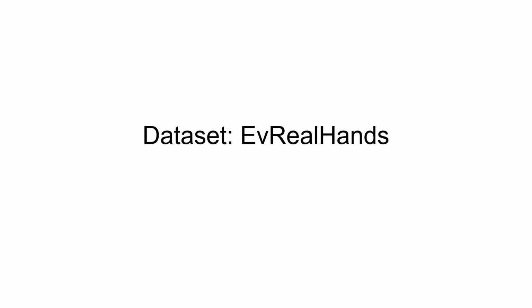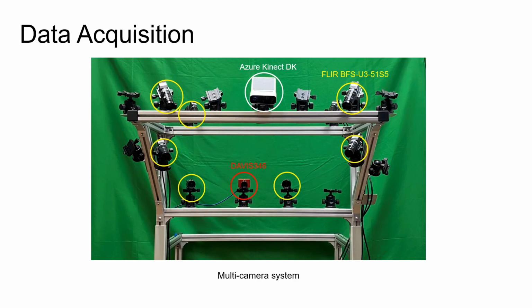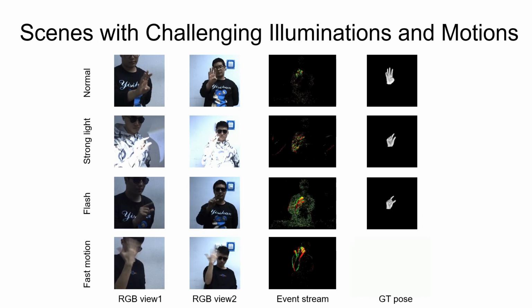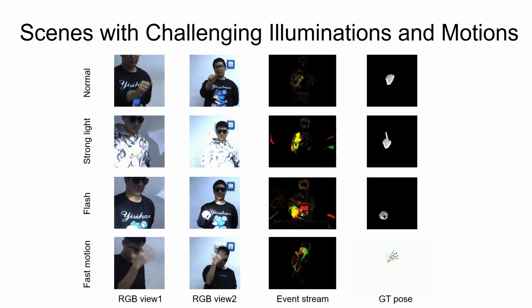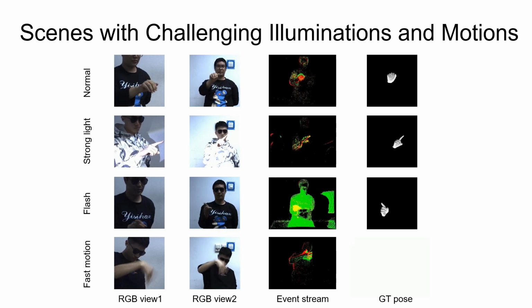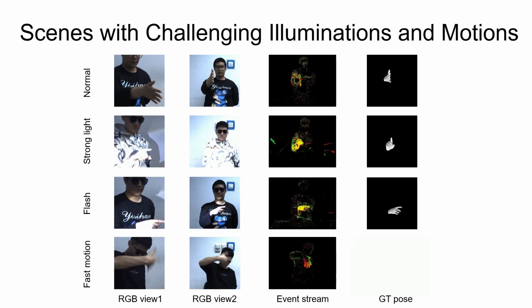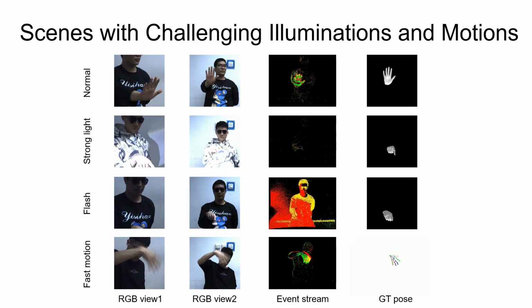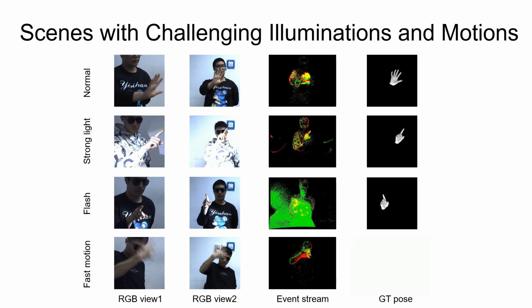In this chapter, we introduce the dataset EvRealHands. EvRealHands is captured by a multi-camera system, consisting of 7 RGB cameras and an event camera. EvRealHands is collected under normal lighting scenarios and challenging scenarios such as strong light, flash, and fast motion. For annotation, we use a two-stage process consisting of machine annotation and human annotation. For fast motion sequences, we manually annotate the 2D joints on the event sequences.